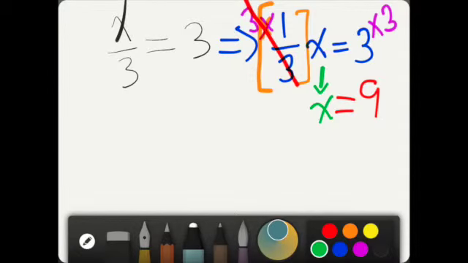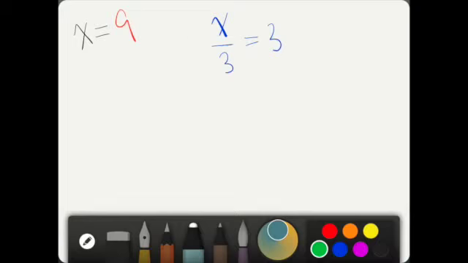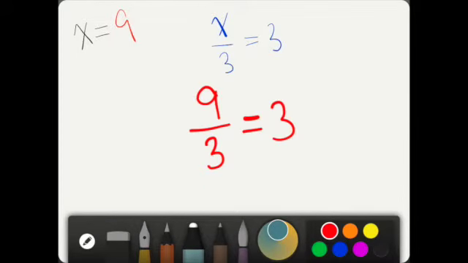So if we are going to check this answer, we're going to sub it into the original equation. So if x is in fact equal to 9, then we sub it in. 9 divided by 3, we keep the rest of the equation the same. 9 divided by 3 is in fact 3, which equals 3. So it checks out. Our equation is balanced. And 9 is actually the value of x in this equation.